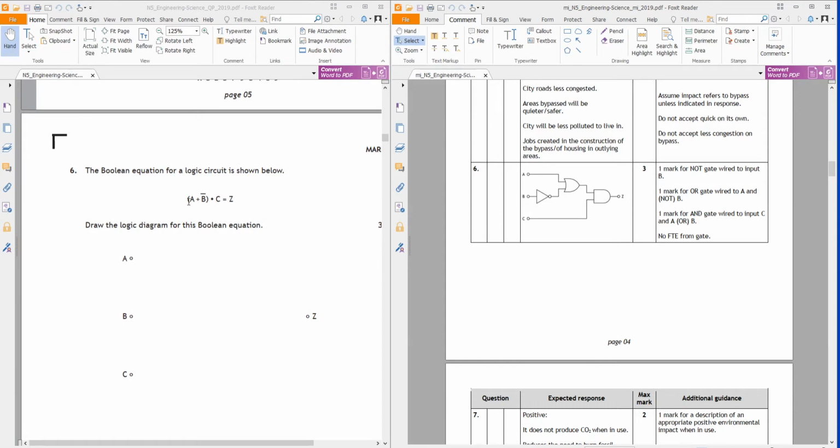Right, A or not B and C. So here is the AND gate, so that's the AND C, and here's the OR gate, so it's a straight A or not B. So that's a NOT gate, the OR gate, and the AND gate.